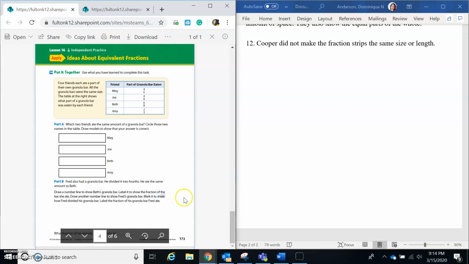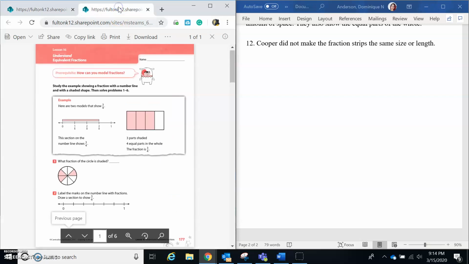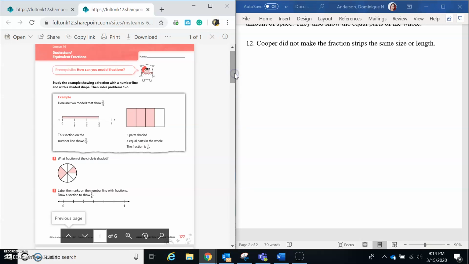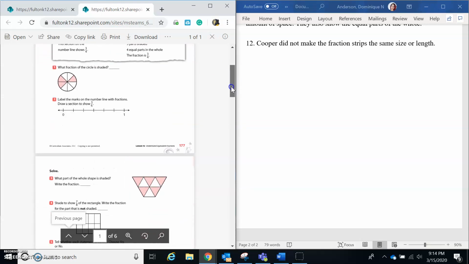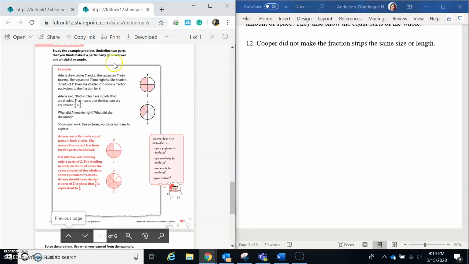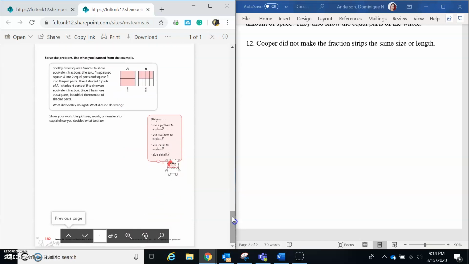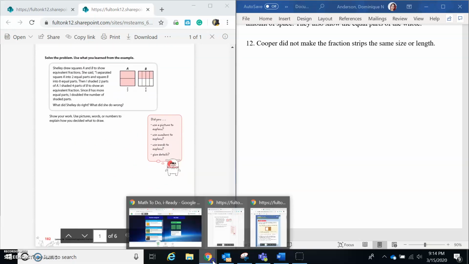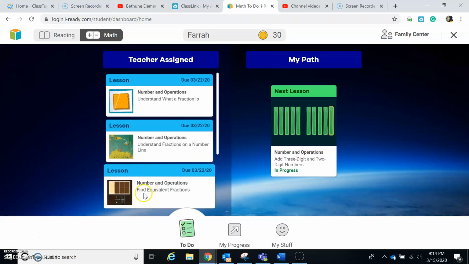So once you finish this, you're going to complete this on your own. Again, remember we're going to read everything, including the examples, go through it all. Here's your constructed response. Read the example, because remember, it does help us, and use it to help you answer this part. Then you're going to go to i-Ready. You're going to do your find equivalent fractions.